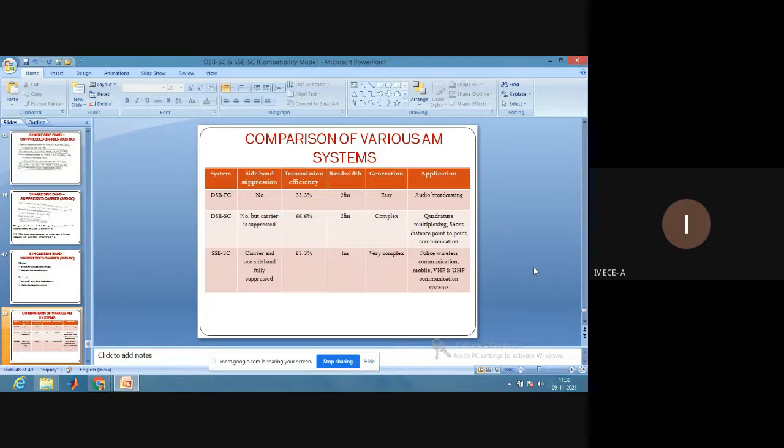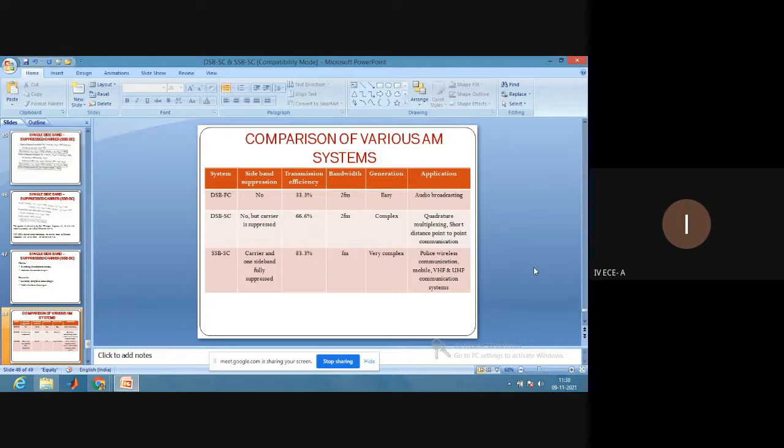Next, DSB-SC. Here only the carrier is suppressed and two sidebands are transmitted. 66.6% is its transmission efficiency. The bandwidth is the same as that of DSB-FC, the generation is complex, and it is mainly used in quadrature multiplexing and short distance point-to-point communication.